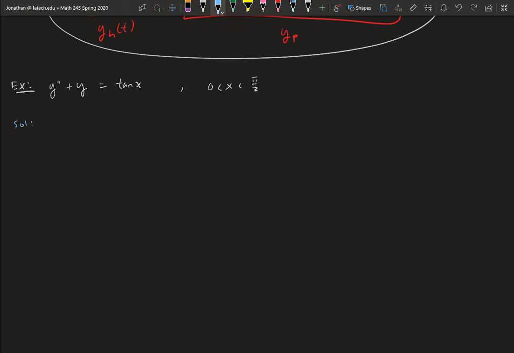So solution, step 1, find yh of x. So this can be y double prime plus y equals 0, m squared plus 1 equals 0. So that's m equals plus or minus i. So yh of x is going to be C1 cosine x plus C2 sine x. Now I've got our y1 and our y2.